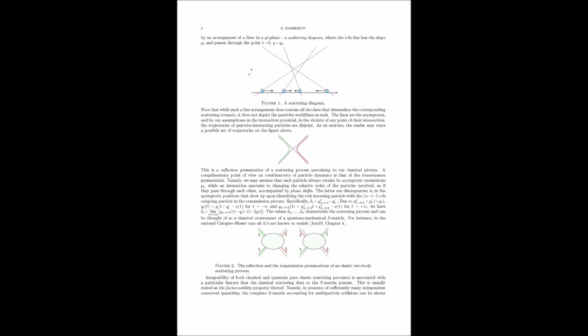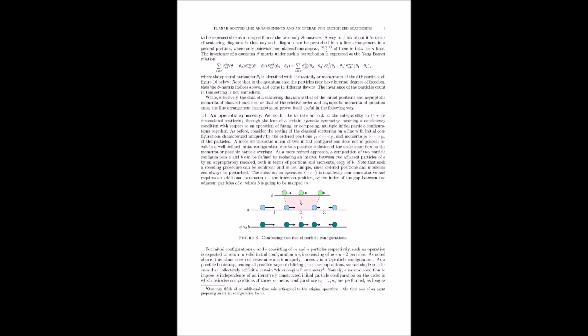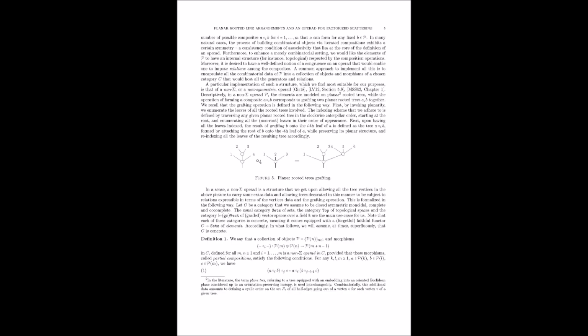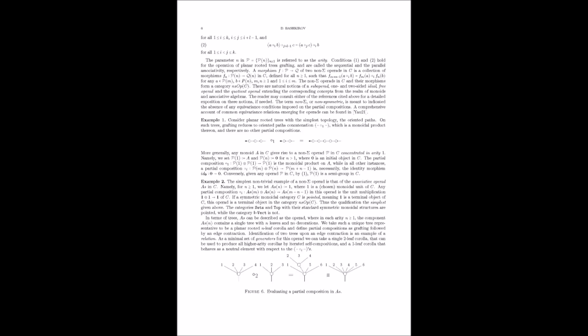Now, let's shift gears a bit and talk about the Swiss cheese operad, which brings in topology. Okay, I'm intrigued. Swiss cheese operad is a pretty interesting name. What does cheese have to do with scattering diagrams? It's all about visualizing the topological structure of the scattering process. Remember, those lines in a scattering diagram represent the asymptotic trajectories of the particles, and the intersections represent those collisions.